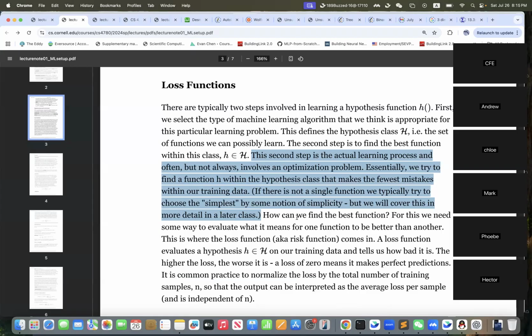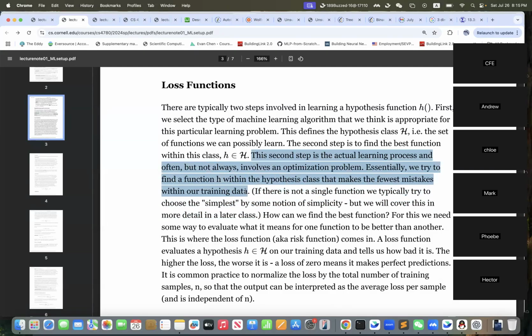Okay, cool. It actually supplements a very important point, which is the simplest, and simplicity. This is what we will later encounter, something called regularization. But for now, let's just ignore this.